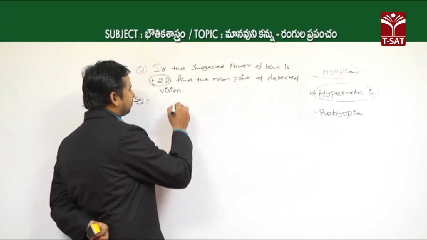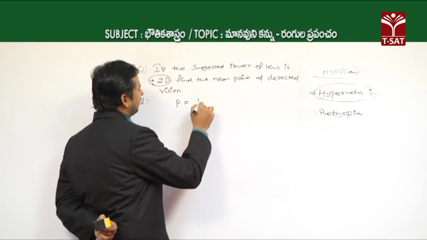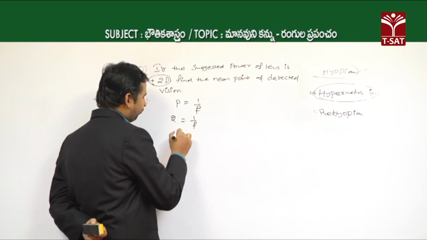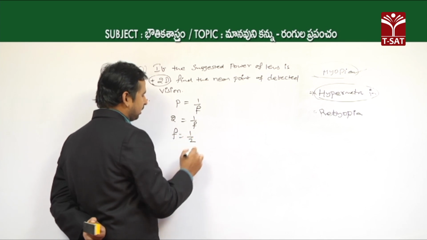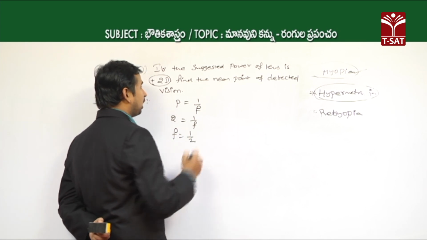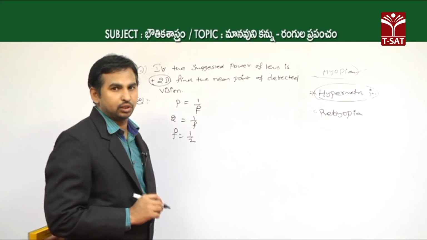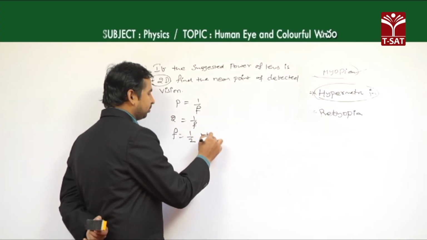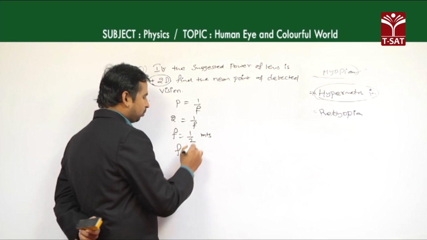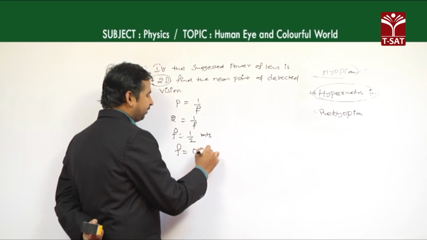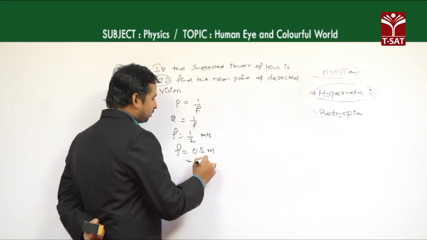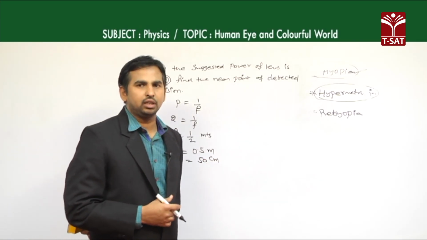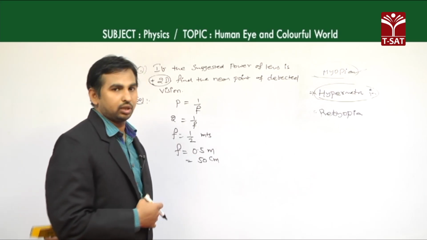So, we know that power P is equal to 1 by f, then 2D is equal to 1 by f, then f becomes 1 by 2. Here this 2 is in diopters, and a diopter is meter inverse. So, the focal length we are getting is in terms of meters. So, f is equal to 1 by 2, that is 0.5 meters, or we can also write that as 50 centimeters. So, the focal length we are getting here is about 50 centimeters.